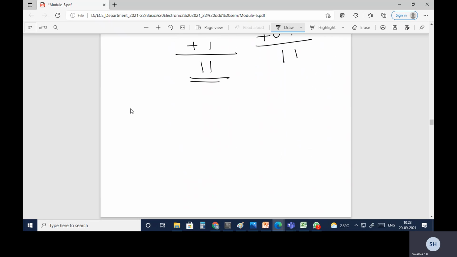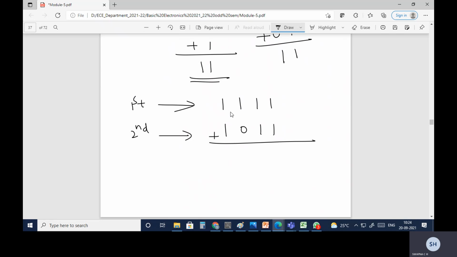Now I will take two binary numbers. The first binary number is a 4-bit binary number. Let me take 1111 and the second binary number I'll take as 1011. Now we'll try to add these two numbers. 1 plus 1, you already know, is 10.